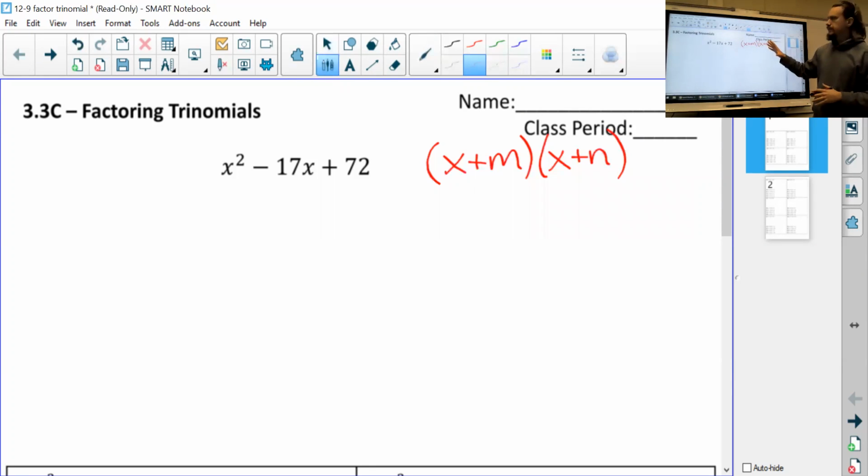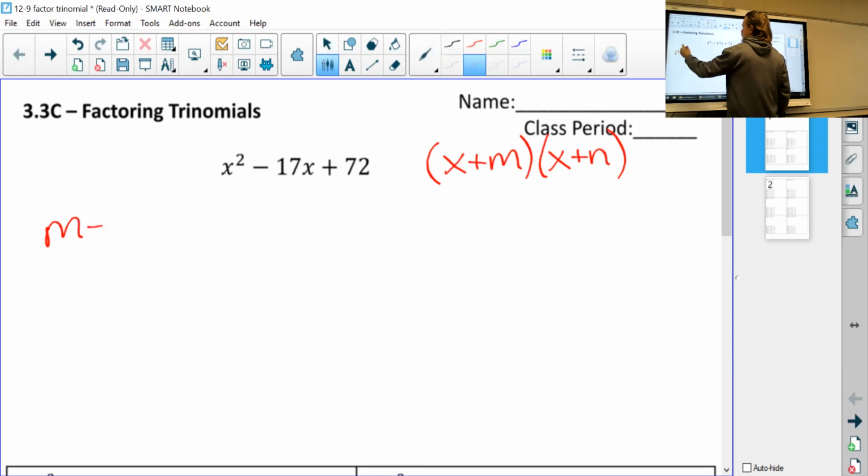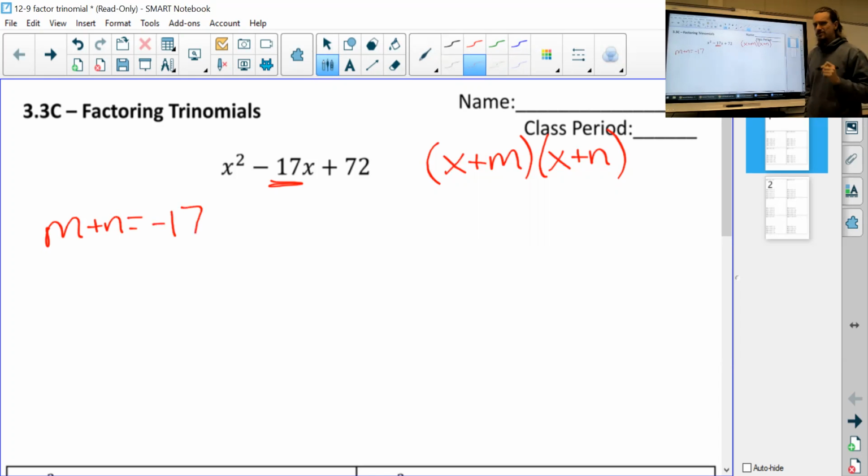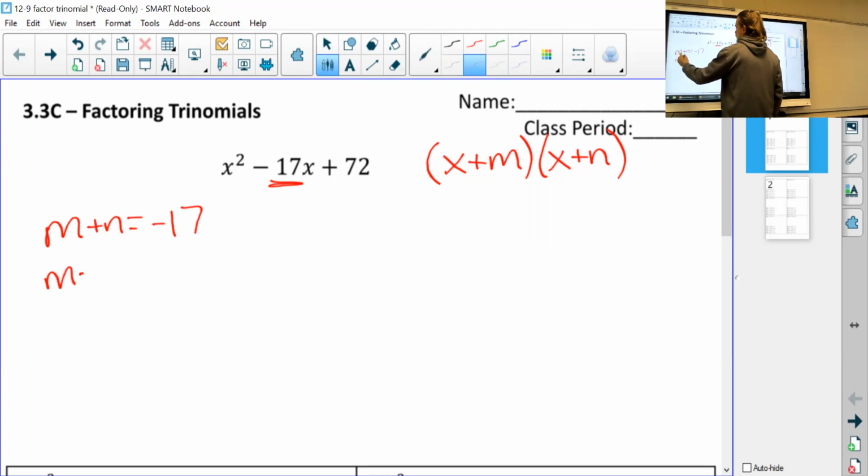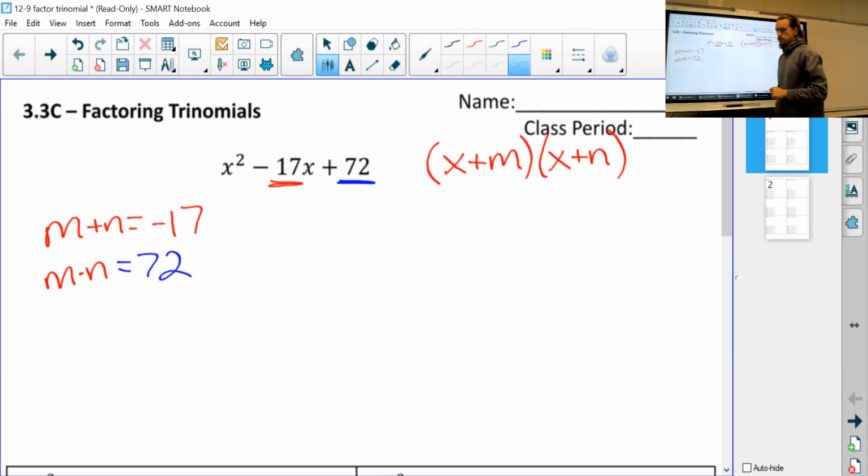So the key here is we want m plus n to equal this middle term, or middle coefficient. In this case, we want it to equal negative 17. And at the same time, we need the product of those two numbers to be our C value. So we want m times n to equal 72.